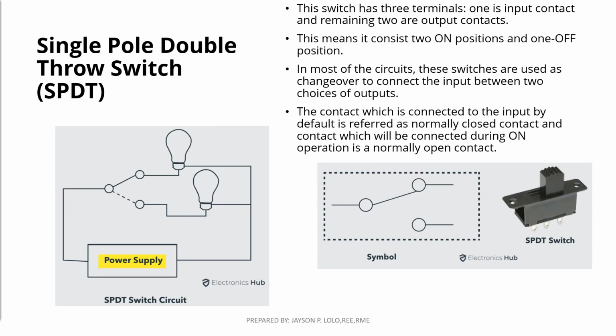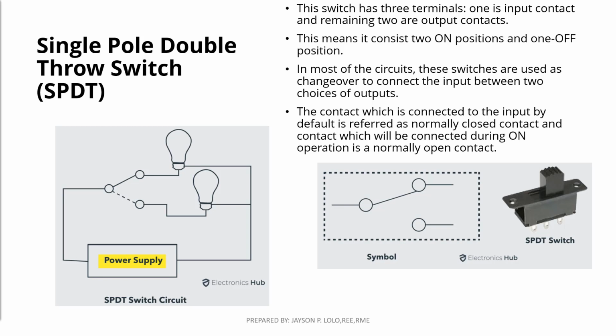The next one is the single pole double throw switch. Single pole is one, and double throw is two. This switch has 3 terminals. One is the input contact and the remaining 2 are output contacts. This means it consists of 2 on options and 1 off position.